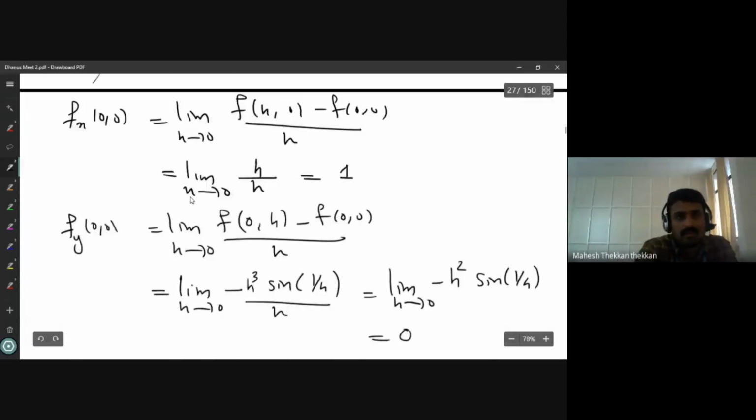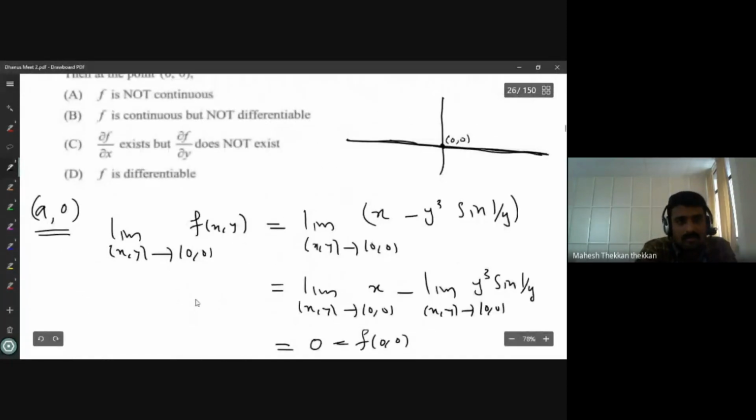So the partial derivative at (0, 0) with respect to x is 1, and with respect to y is 0. Now, this is not enough to tell whether the function is differentiable or not. The only thing we need to look at is whether the partial derivatives exist in some small neighborhood and whether they happen to be continuous or not. That is the important thing we wanted to verify.